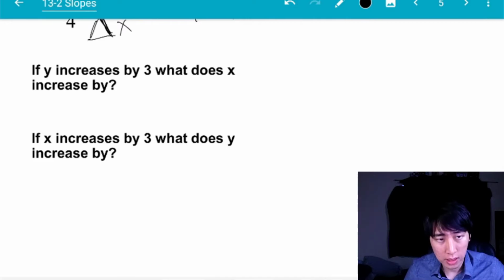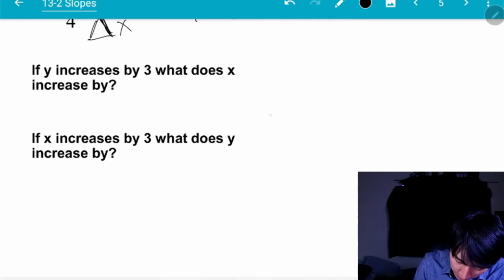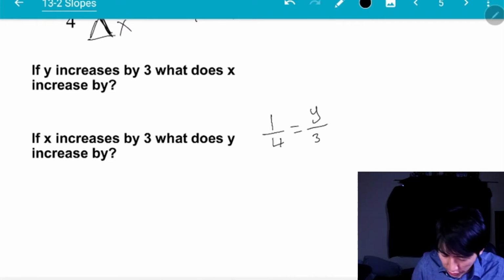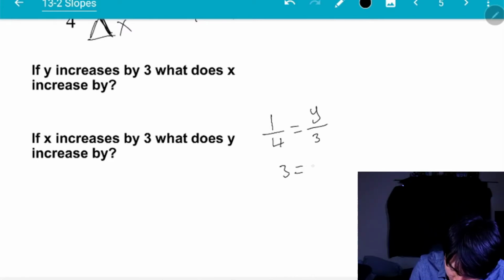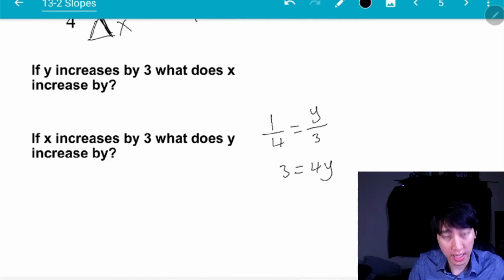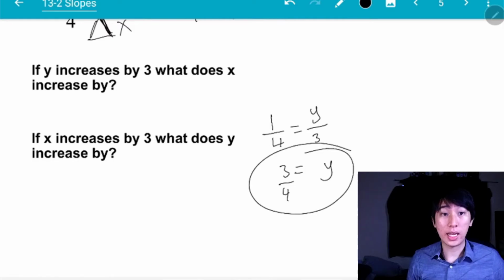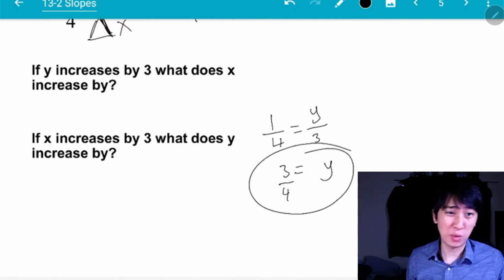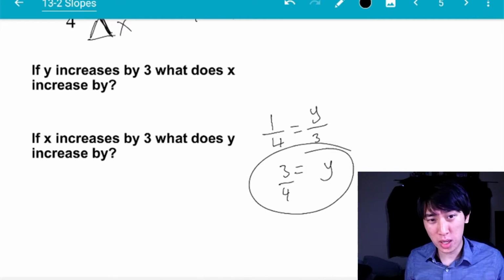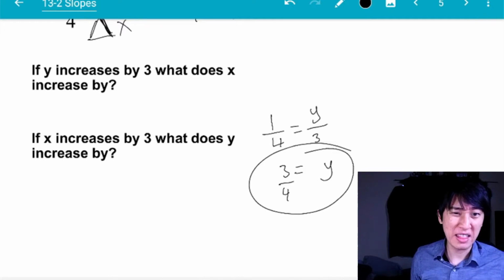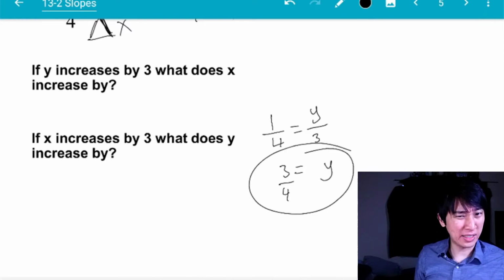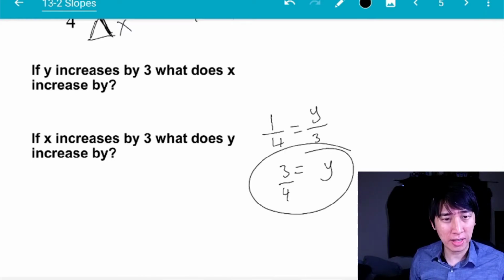Now, it's a little more difficult if I ask you this bottom one. If x increases by 3, what does y increase by? So we have 1 over 4 equals y over 3. So now we solve. 3 equals 4y using cross multiplication, and then we divide by 4 again. So it's 3 over 4 equals y. So again, we're not doing this nice little jump. We're saying, well, if when we rise by 1, we have to run 4, if I ran 3, that means I couldn't rise the whole 4. And sure, you can mentally figure it out that way, but it's a lot easier if you just set up the proportions.